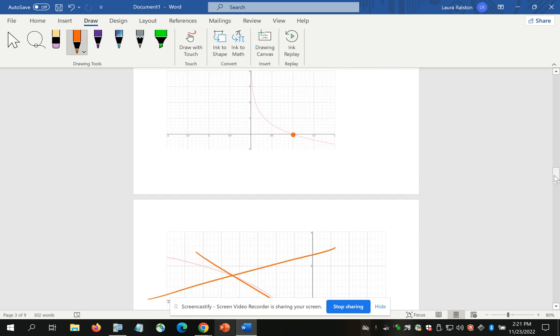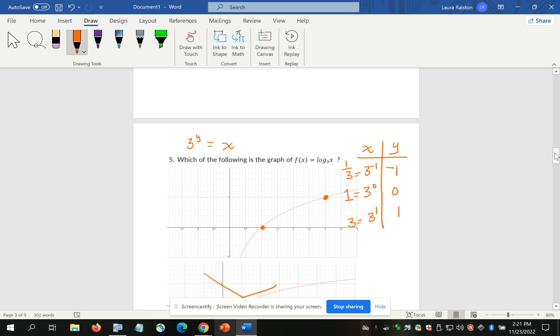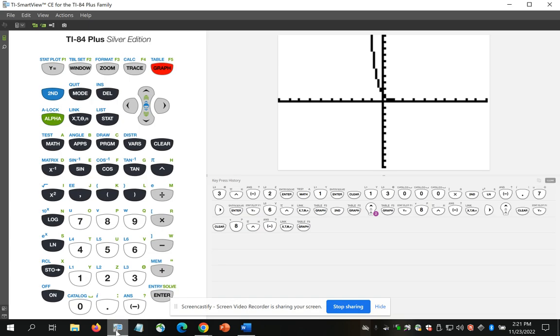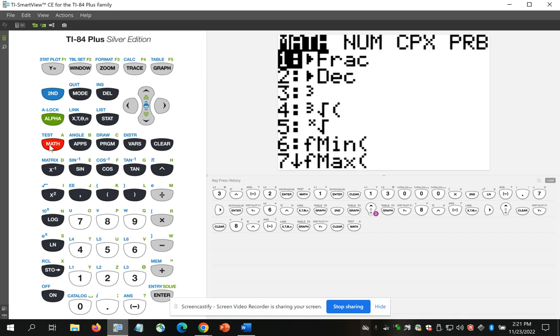This one doesn't even go out to 3, so it can't be that one because I can't see it. Okay, so it has to be the first one. Now again, use your resources and use your calculator as a backup. If you have the TI-84, you can enter the logarithm base 3. Okay, we would go to Math and scroll down.